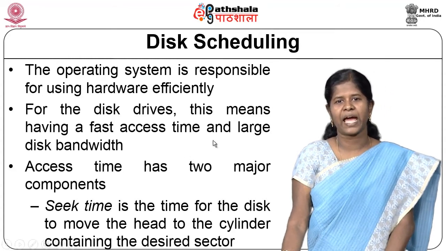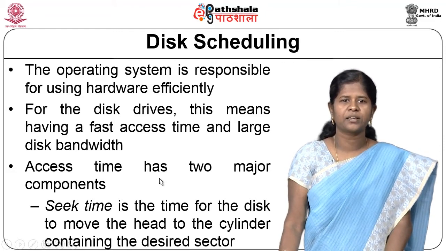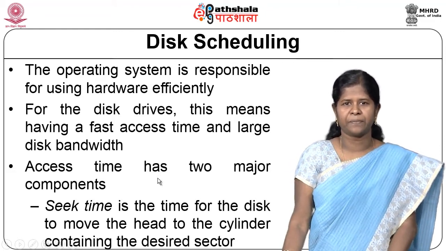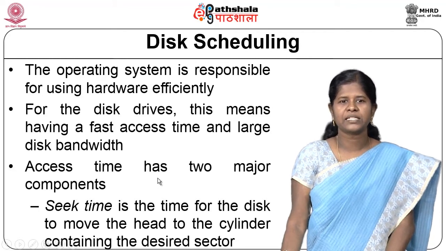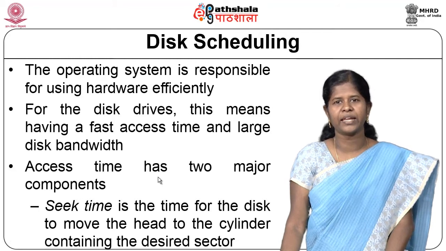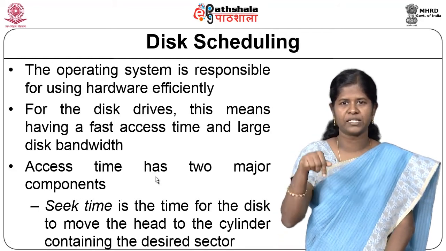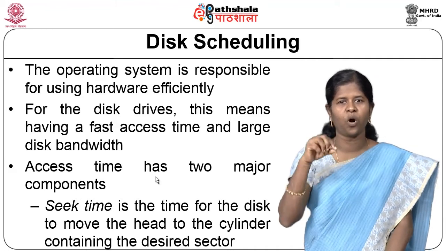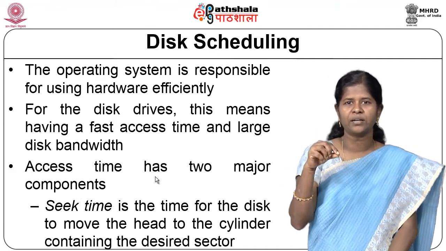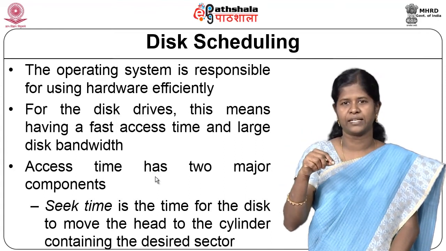If you look at the access time from the disk, it has two major components. One is the seek time. The seek time is the time for the disk to move the head to the cylinder containing the desired sector. The disk comprises a number of cylinders and the head has to move on top of the appropriate cylinder before you try to read from any of the tracks in that particular cylinder.